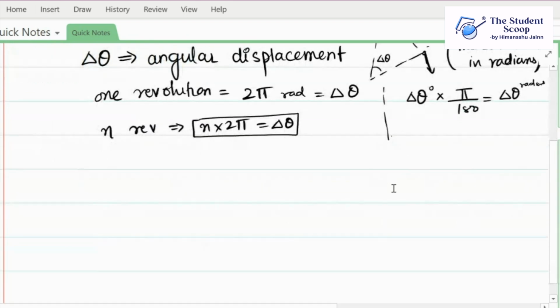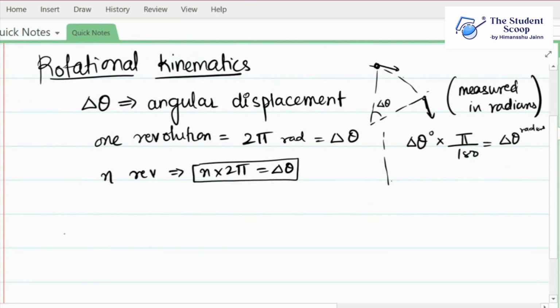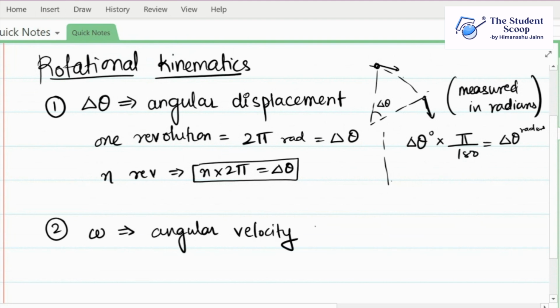So that is the first part. The second term is omega. This is not W, this is omega, the angular velocity. And angular velocity is just angular displacement over time. But we need to know that it is also 2 pi by time period, or 2 pi into f. So what is the time period? Time taken to complete one rotation, and f is the number of rotations completed in 1 second. This is the definition, and the units are radians per second.